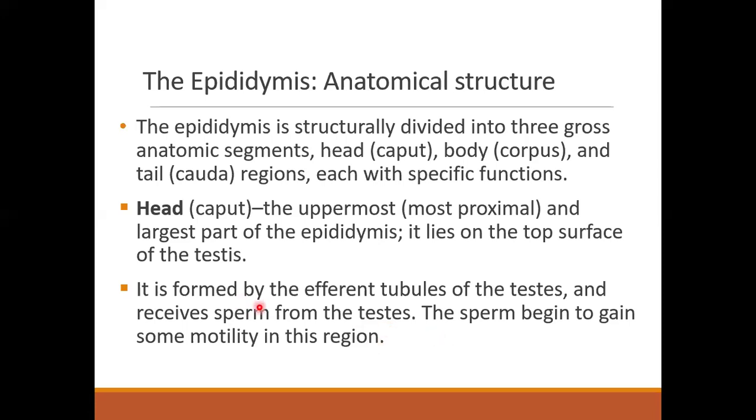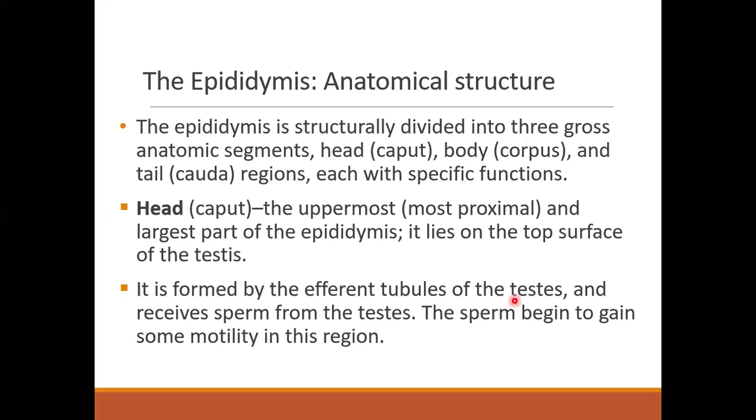The head, which is the uppermost or most proximal and largest part of the epididymis, lies on the top surface of the testis. So immediately after the testis, that section of the epididymis is the head. It is formed by the efferent tubules of the testis. Remember the efferent tubules? We mentioned that efferent means carrying away. A tubule is a small tube. And remember, the main duty of the testis is to produce sperm. So if a tubule is carrying away something, what is it carrying away? It's only carrying away sperm. So that's the efferent tubules. That will now carry it.